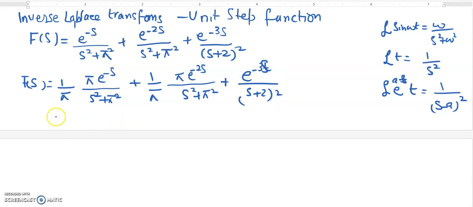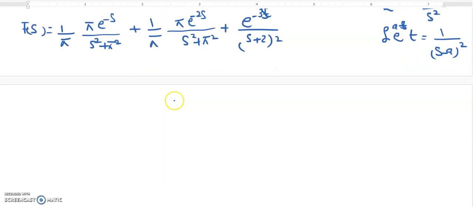So now I will start to convert them from their Laplace transforms into their functions. What will be the function? Now I can write 1 over pi as it is, and then this will be sine of, not t, it will be pi t, sine of pi t.